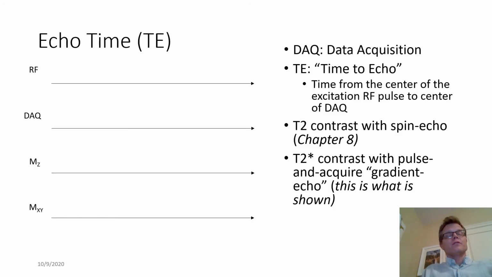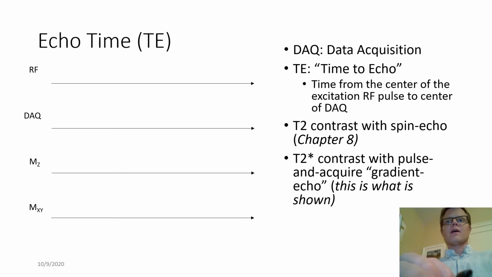Okay, so that covers TR, and then the other major piece we need to cover here for generating contrast is the echo time, or TE. Also sometimes called the time to echo. And I've shown a couple other things here before, data acquisition. Just reiterating that DAQ is the abbreviation that I will use.